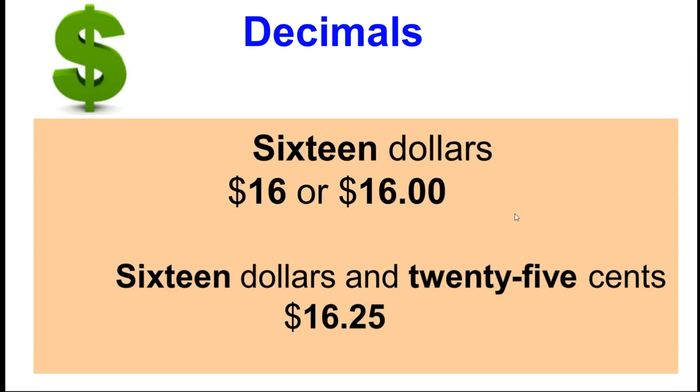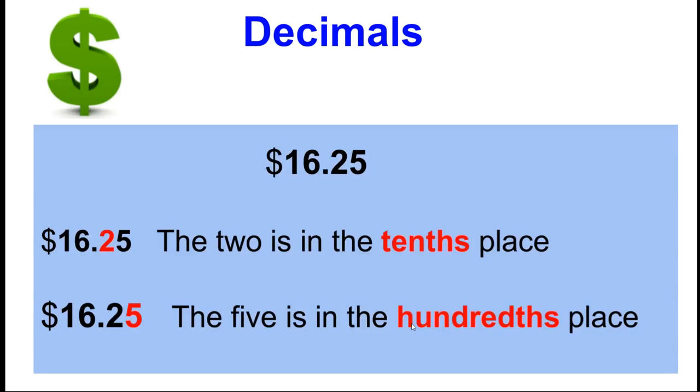When do we use decimals in real life? Well, decimals are often used when we're talking about money. For example, here we have $16. We can write it like this, 16, or we can write it as 16.00. But if we have $16.25, we would write it as follows, 16.25. In this case, we have the 2 in the tenths place and the 5 in the hundredths place in 16.25.